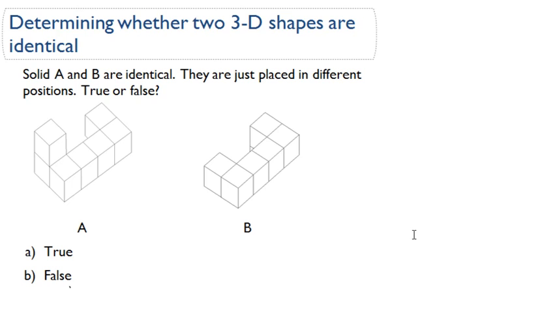Right, the skill is determining whether two three-dimensional shapes are identical. The problem reads, solid A and B are identical. They are just placed in different positions. True or false? Is this true or false?